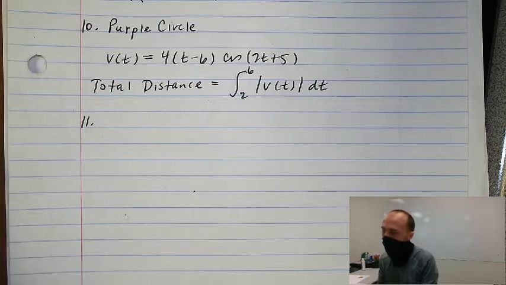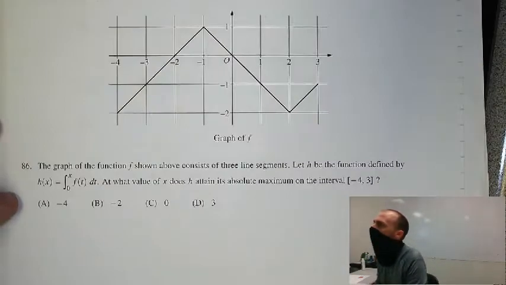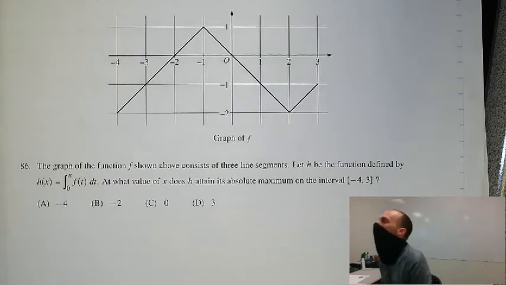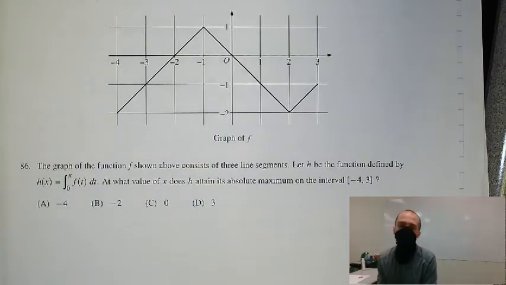just so that I could look directly at the graph. Okay, it's saying what x value gives you the absolute maximum of h on the interval -4 to 3. And we're looking at the graph of f, not h, and h is like an area counter on f. Okay, now let's think.